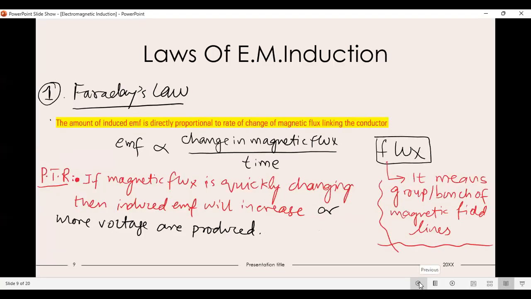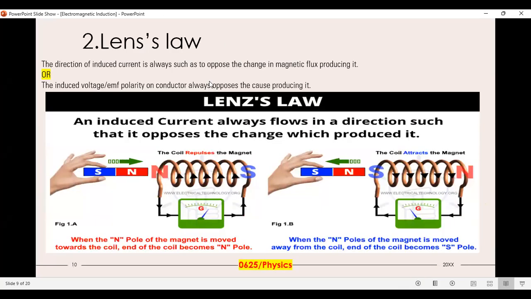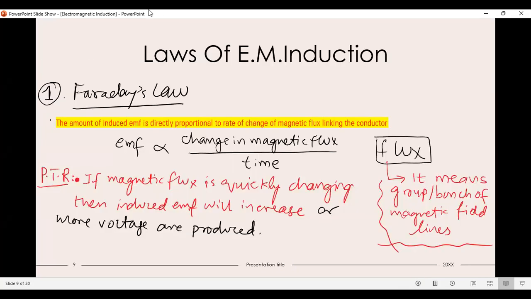Okay, now we have to move to the laws of electromagnetic induction. There are two laws of electromagnetic induction. One of them is Faraday's law and the other one is Lenz's law. So let's look at Faraday's law first.